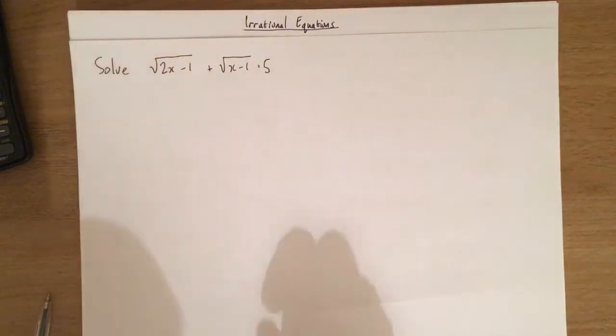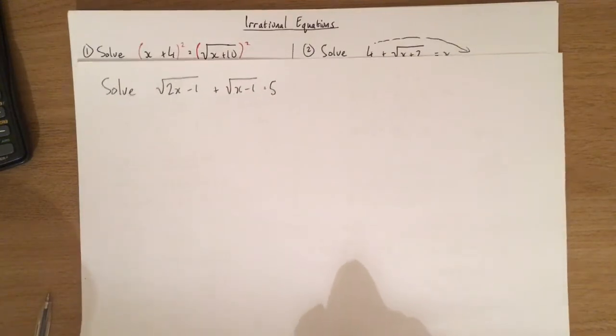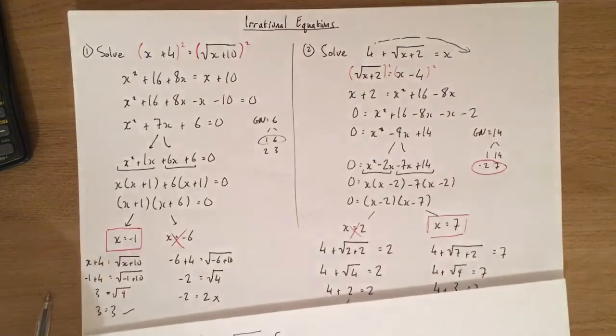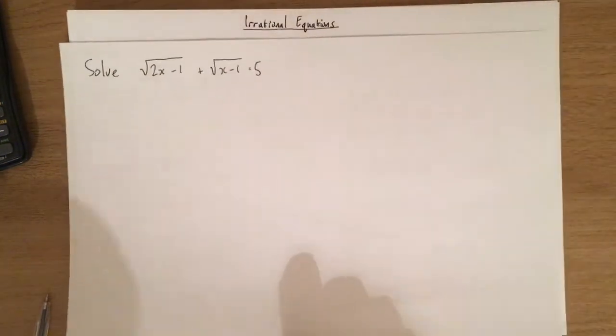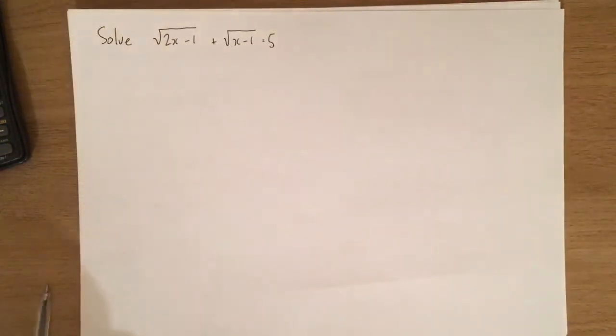Alright, so a second video on irrational equations. So we've already solved some of these: equations with square roots in them. I've already done a video doing those two examples, and now just a slightly trickier example because I have got two square roots in it.